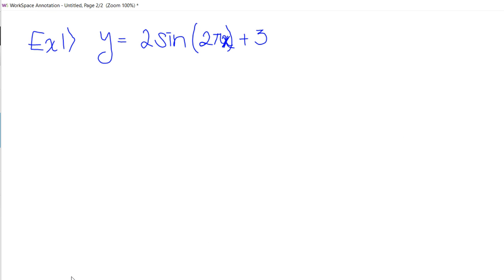Now let's keep going with this. So knowing that, I'm going to go ahead and define certain things. My amplitude on this function is 2 because of the number in front of that.